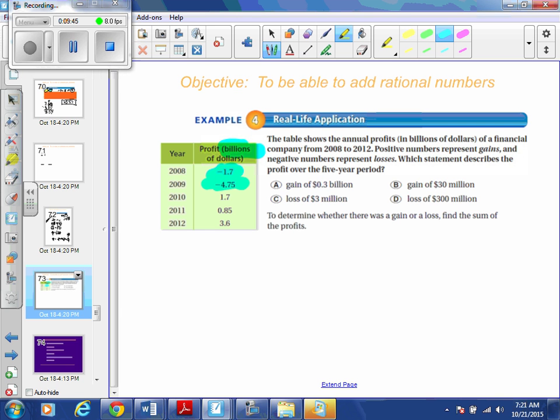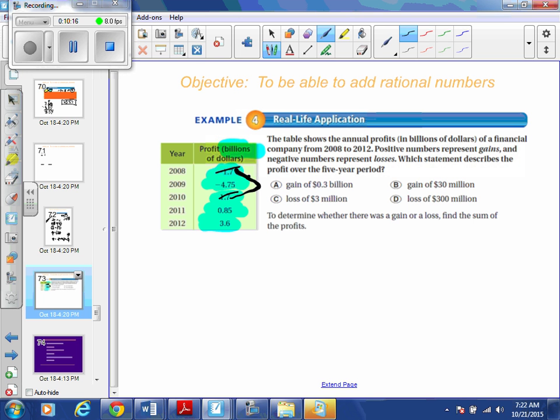So, let's look in 2008. This means at the end of 2008, this company had a bad year, all right? They lost $1.7 billion, okay? At the end of 2009, another bad year. They lost $4.75 billion, almost $5 billion. 2010, much better, they gained, all right? 2011, they gained money, not quite $1 billion, but that's still quite a lot. And 2012, they gained, all right?